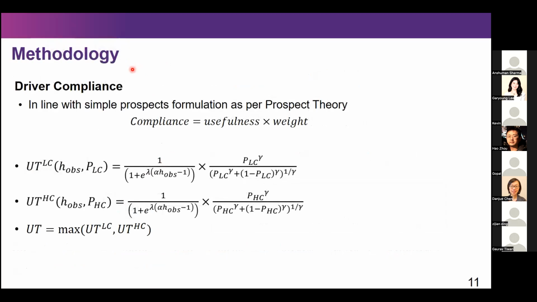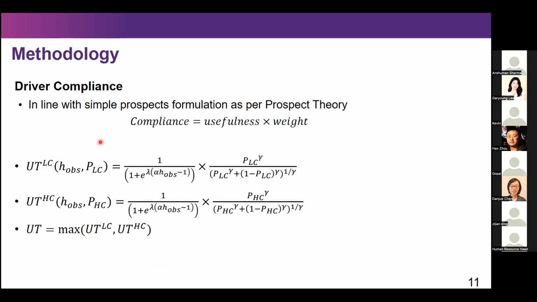So driver compliance in that study I have modeled using prospect theory. I've assumed compliance as a product of usefulness and weight. For usefulness, I had one usefulness function that takes the observed headway into account. And for weight, I have a probability function that takes care of probability. And compliance, I had divided into two parts: low compliance and high compliance.